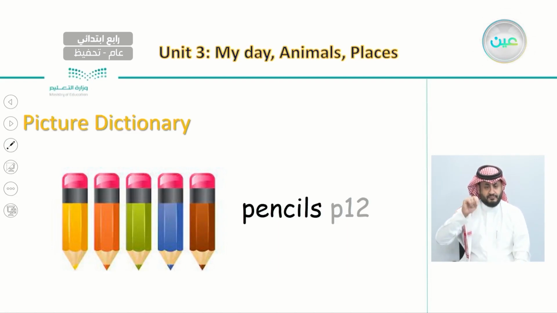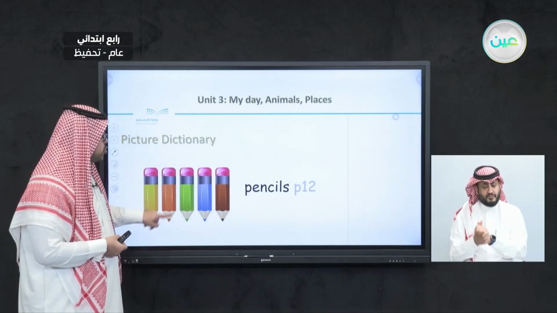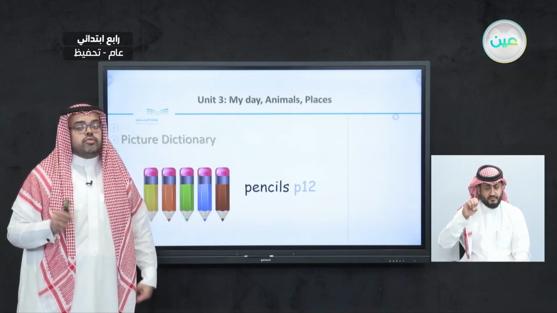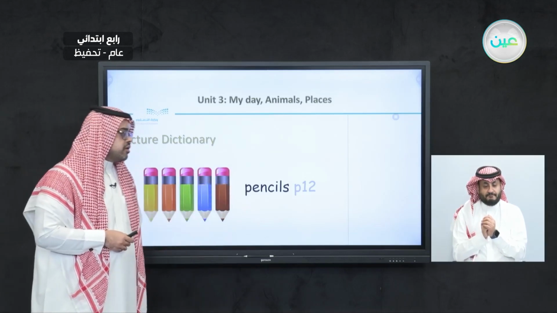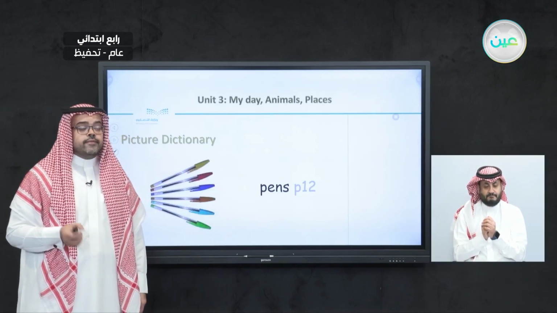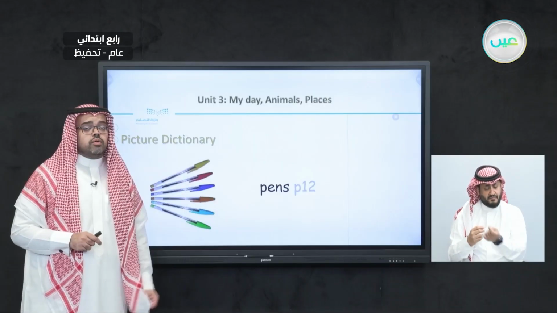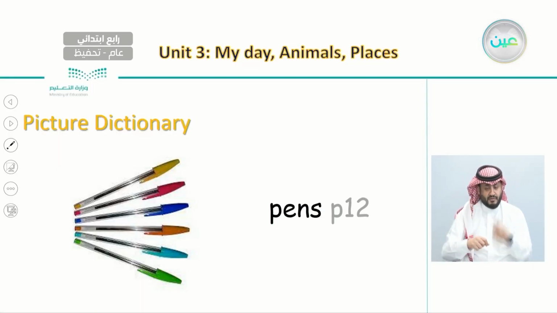Pencils are the kind we use when we want to draw something, for example, or if we want to write something in order to erase later on. So this is why we use pencils. Pencils can be seen on page 12. The same goes with the other word, which is pens. Pens, we mean the pens that we use when we write our homework or when we are writing something. We usually use pens and we can see this picture on page 12.